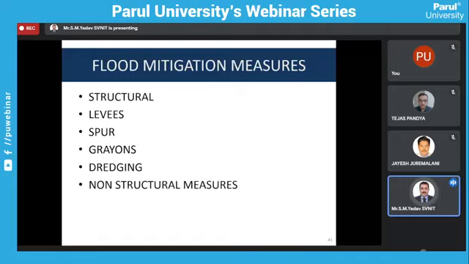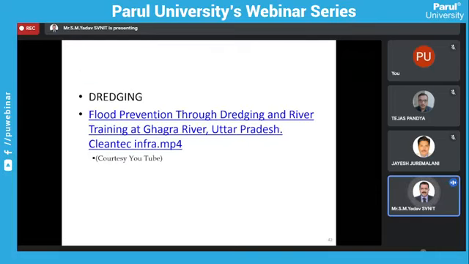There are non-structural measures also, such as development of early warning systems and making people aware of rising water levels. All this may be included in the non-structural measures.